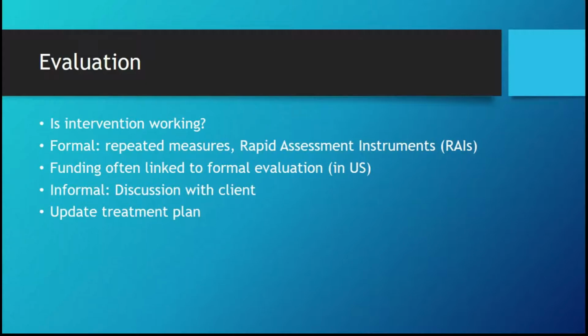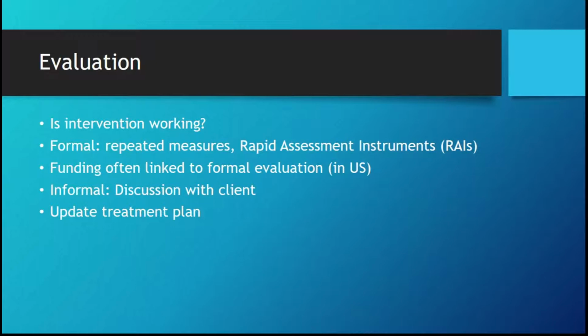And so sometimes we do this in a formal way, so we might have repeated measures that we use with a client. So we might give a measure when they first come into treatment, say a measure of depression, and then we might give that same measure 3 months later and see if their symptoms have improved. An example of that sort of measure would be the Beck Depression Inventory. That's a 20-item measure that measures whether somebody has depressive symptoms or not. And we might see, did their Beck Depression Inventory score improve after 3 months of therapy? And if so, then we have a sense that what we're doing is working.